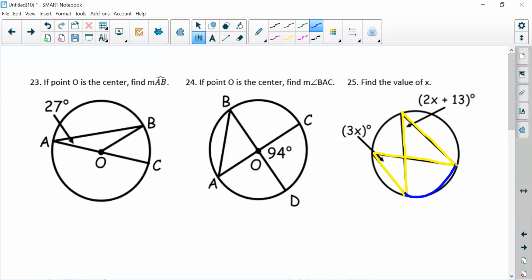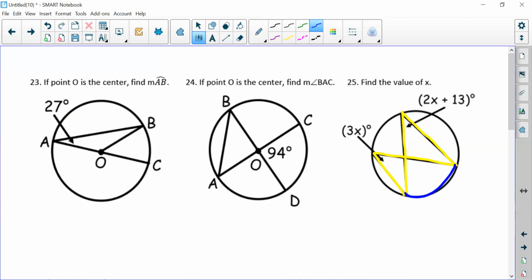Y'all look, this is the common arc that they share, okay? Because those two inscribed angles share the exact same arc, then we automatically know that these two inscribed angles would also have the same measure, AKA they're congruent to each other.